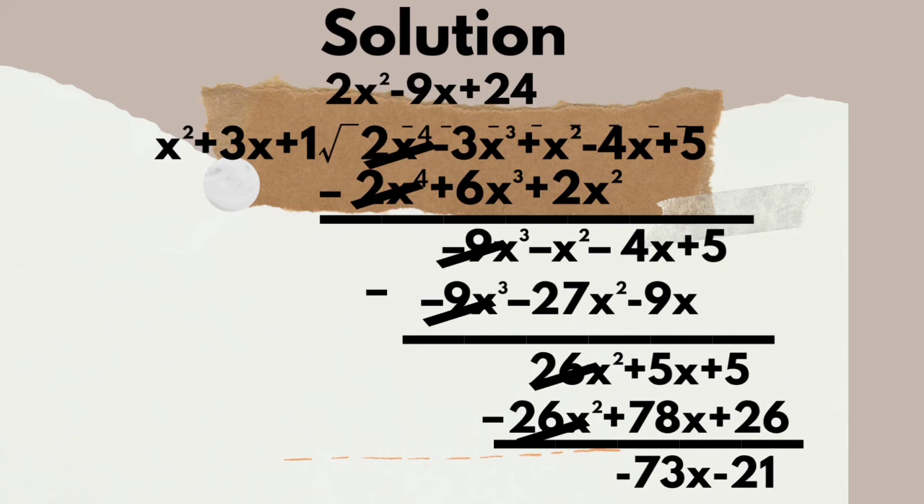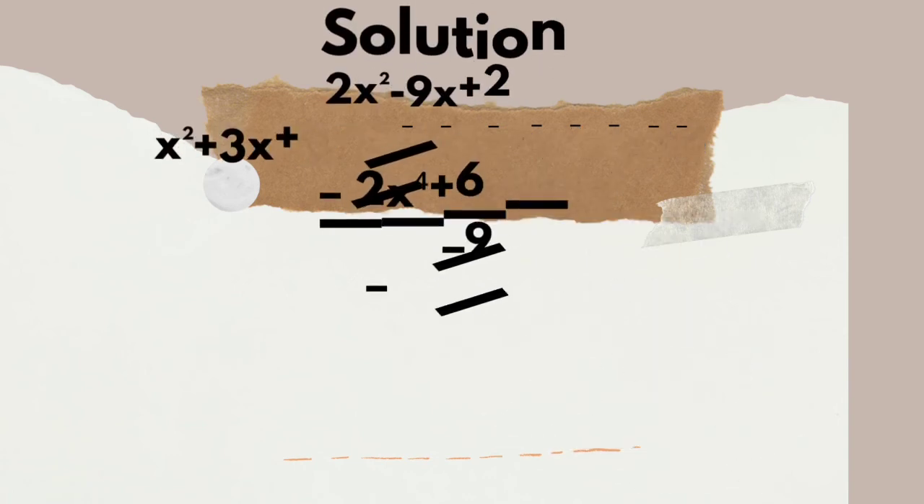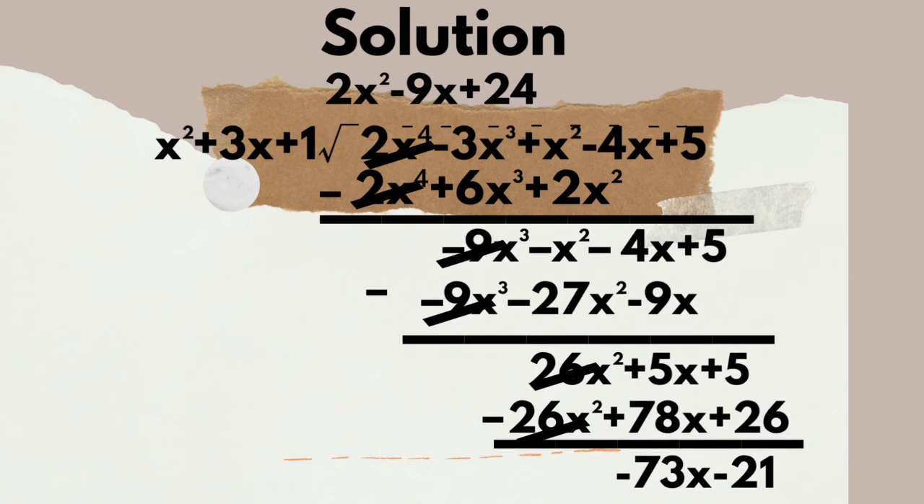Now, when you subtract, 2x raised power 4 minus 2x raised power 4 has gone out. Now, minus multiplied by plus 6x raised power 3 gives us minus 6x raised power 3. Now, minus 6x raised power 3 minus 3x raised power 3 gives us minus 9x raised power 3. And the same is applicable to other ones till you obtain minus x raised power 2, minus 4x, and plus 5.